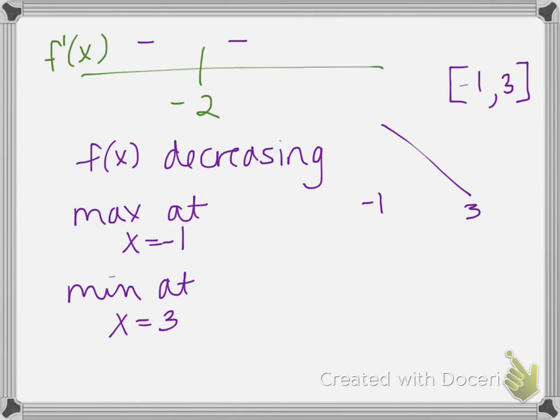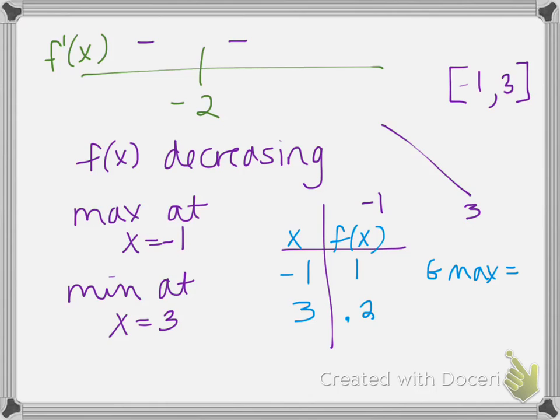And because we're talking about an interval that's not increasing forever, then you just make your little xy chart, put -1 and 3 on it, plug those back into the original equation. -1 has a value of 1, 3 has a value of 0.2, and because there was a max at x equals -1, the global or absolute max is 1, and since there was a min at 3, the global or absolute min was 0.2.